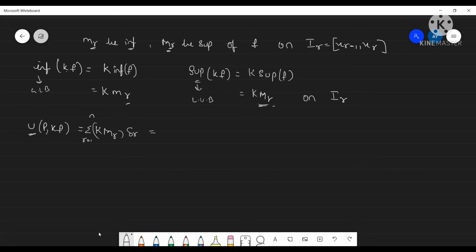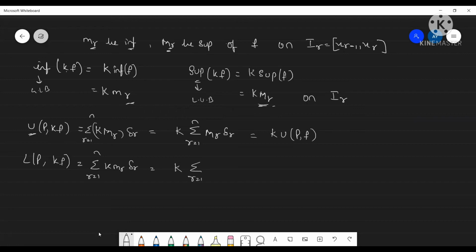This equals, taking k out, k times the summation r equals 1 to n of M_r delta_r. What is the sum of capital M_r delta_r? It is U(P, f), so this gives k times U(P, f). All these are from the definitions, so make sure that you are perfect with the definitions. L(P, kf), same thing, you substitute: the summation r equals 1 to n of k small m_r delta_r. Take k as a constant out, the summation of m_r delta_r, so that equals k times L(P, f). This is what we got after taking the infimums and supremums.